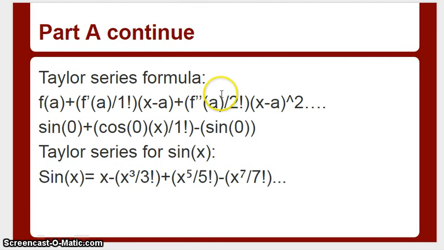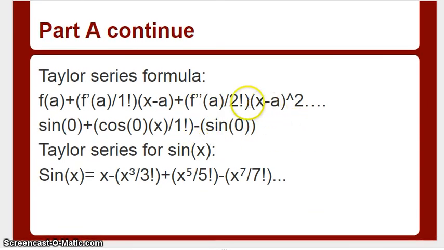Next we have the f double prime of a divided by 2 factorial times x minus a to the second power. Now before we look at the rest of this, we would realize that the second derivative of sine of x would ultimately be the negative sine of x. Now we know that sine of 0 would be 0, therefore making this whole term equal to 0. Therefore, we skip to the next power, which is the third power. As you can see here, it skips from the first power to the third power to the fifth power. Now this follows a pattern of odd numbers, which is 1, 3, 5, and 7. It's also an alternating series in which it starts off with a plus, then a minus, then a plus, then a minus.